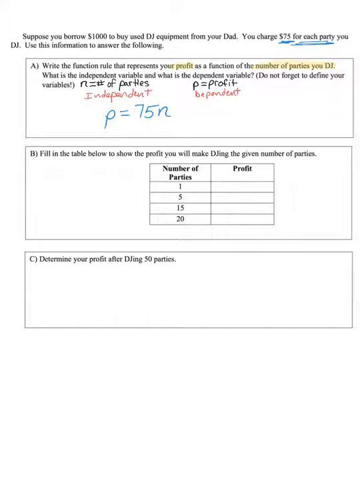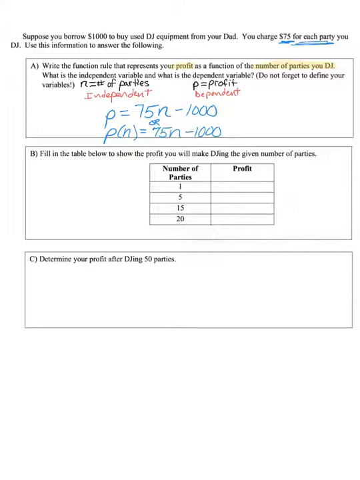However, we don't get to keep all that money because we need to pay back dad, so from there we need to subtract away the $1,000 that we owe. This will give us our function rule or equation that represents this situation, and if the problem asked us instead to write this using function notation, we can write it as P of n, or the profit given the number of parties we DJ, equals 75n minus 1,000. So still the same information and expression on the right-hand side, but just a slightly different notation. And again, that's called function notation.